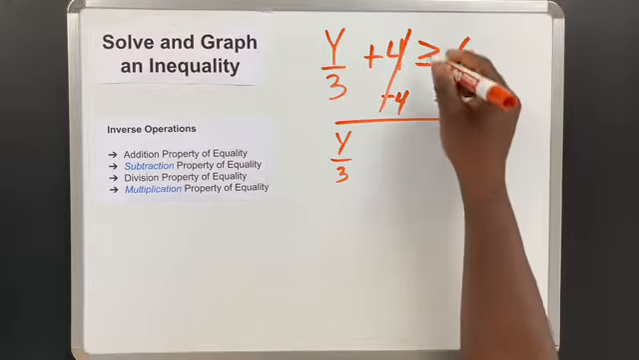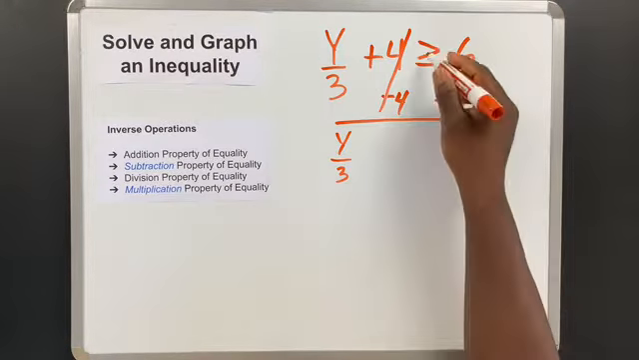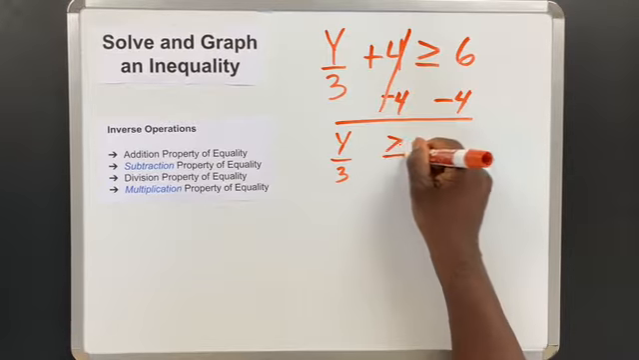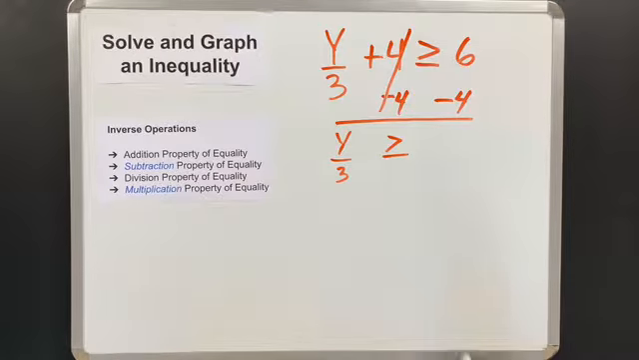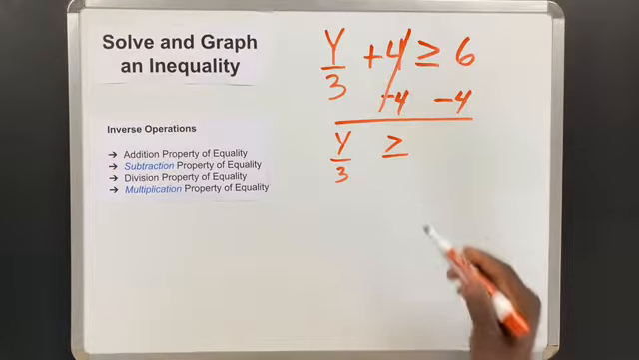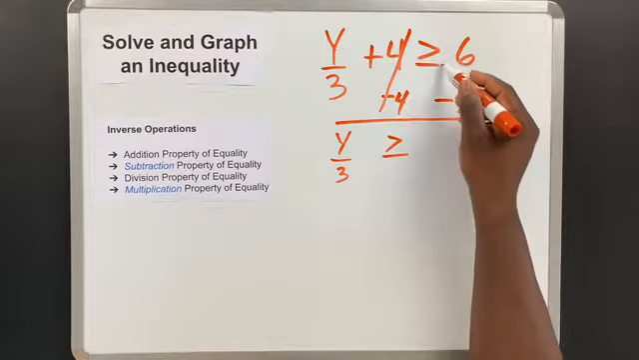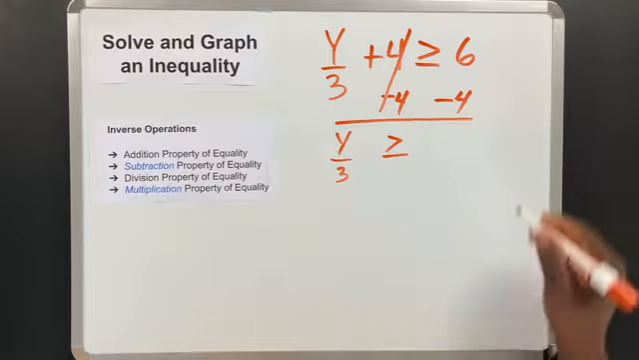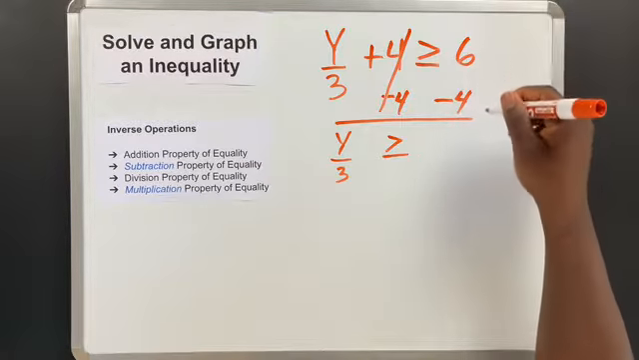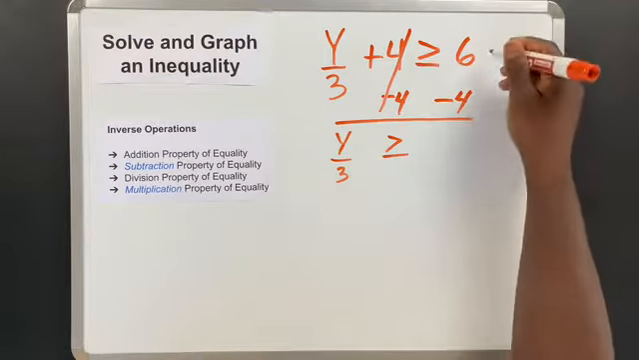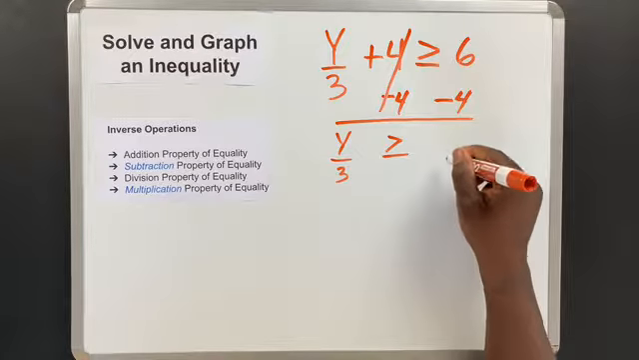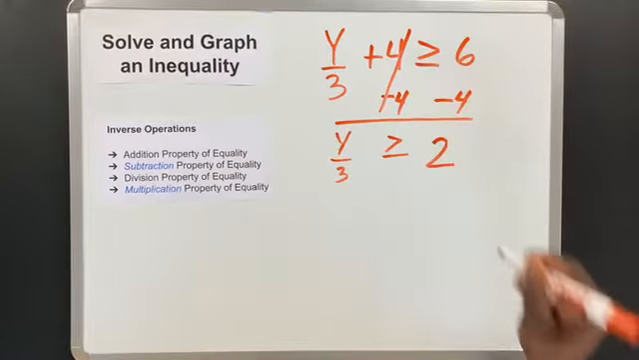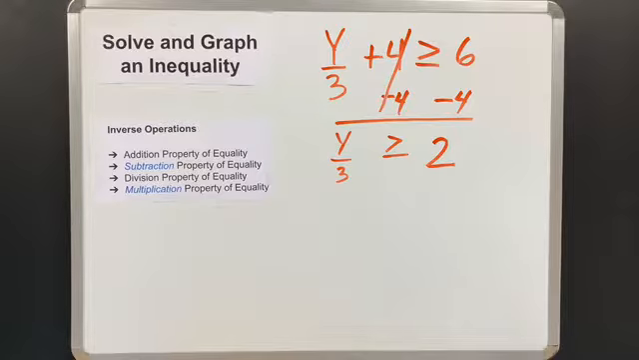That crosses out. Don't forget, this is a common mistake. Some students will forget to bring down the inequality. In this case, it's greater than or equal to. I've seen students write the inequality here and then turn around and write the equal sign. So be very careful. Now, 6 plus negative 4 or 6 minus 4 leaves us with 2. So y is almost by itself.